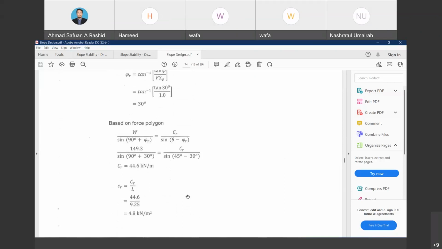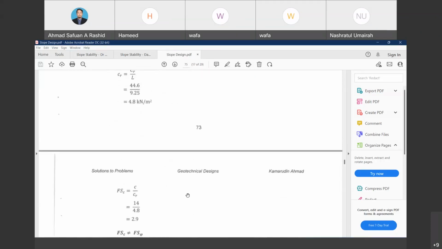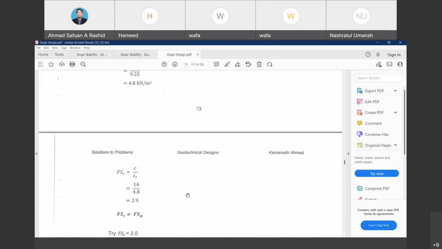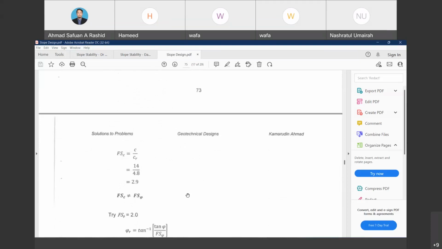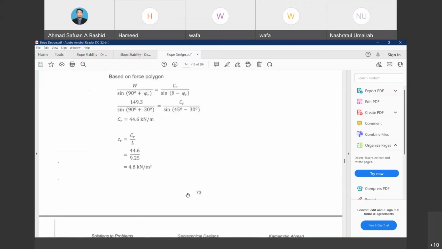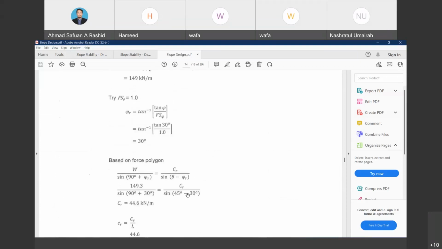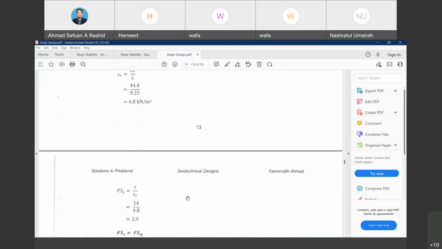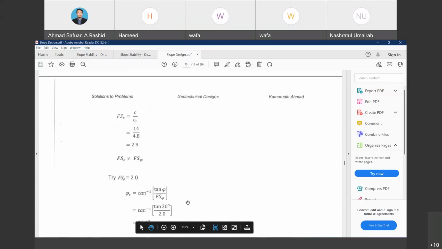CR is equal to L, and then small letter cr is equal to 4.8. So FSC is equal to C over CR, where FSC is equal to 2.9. Then we found that the FSC is not same with the first attempt of the FSV. So what should we do? Then we may continue for the second attempt.